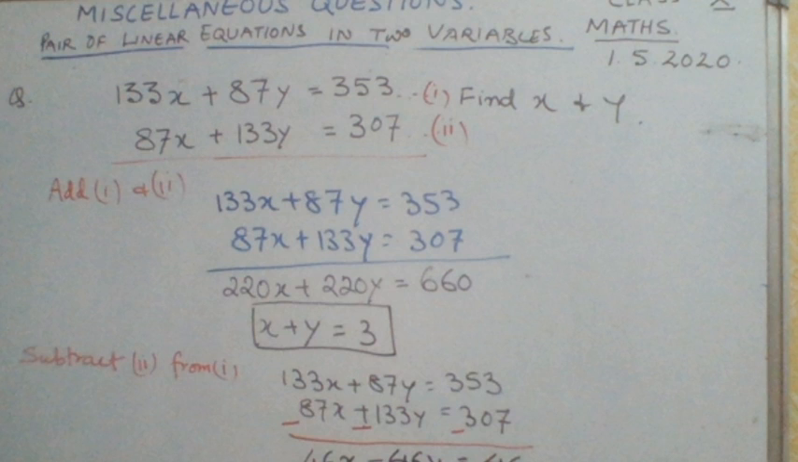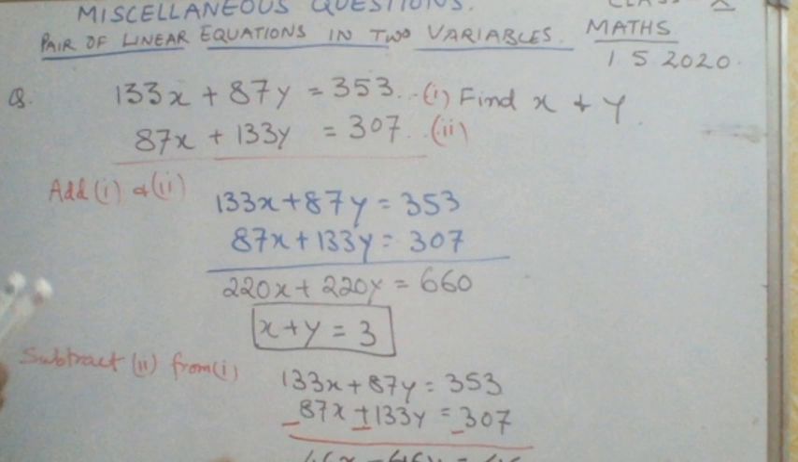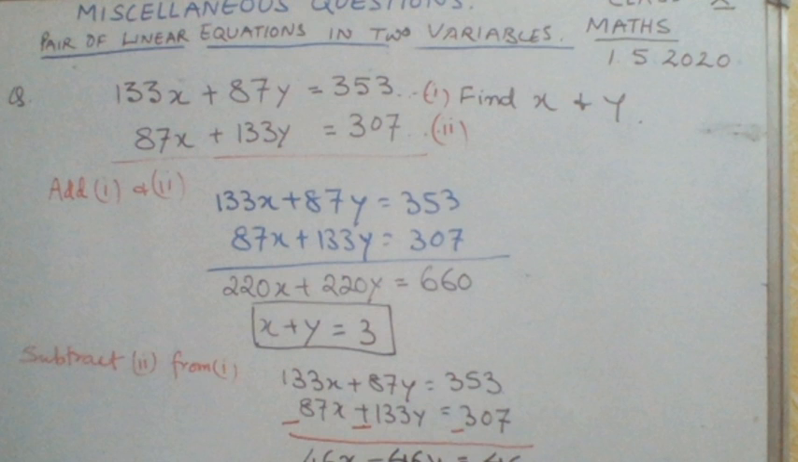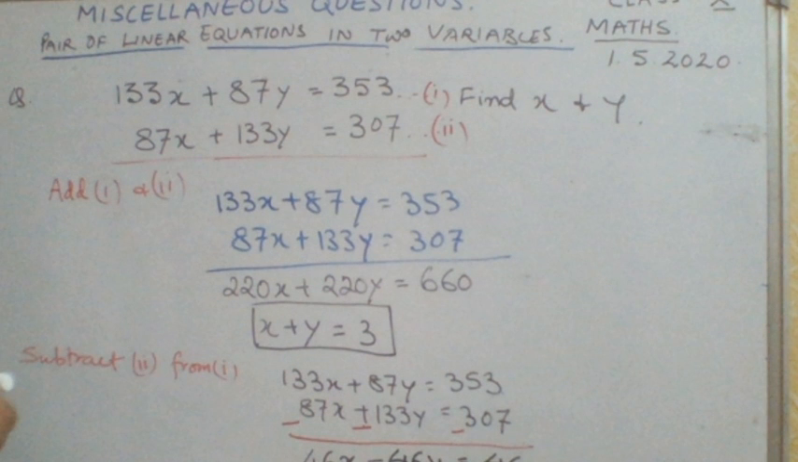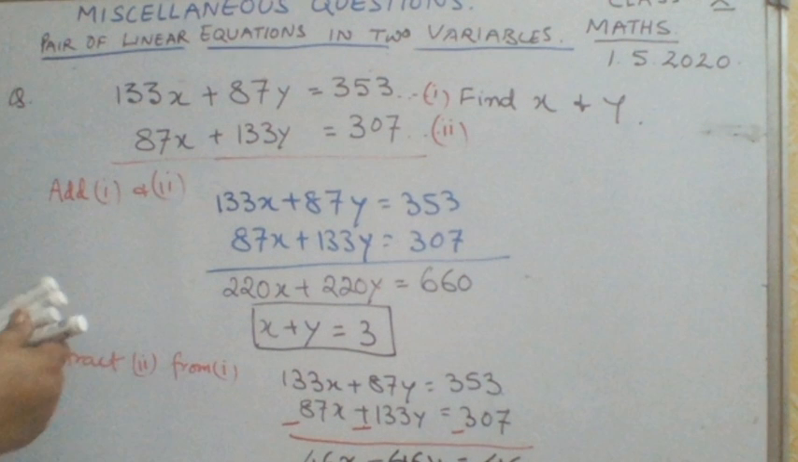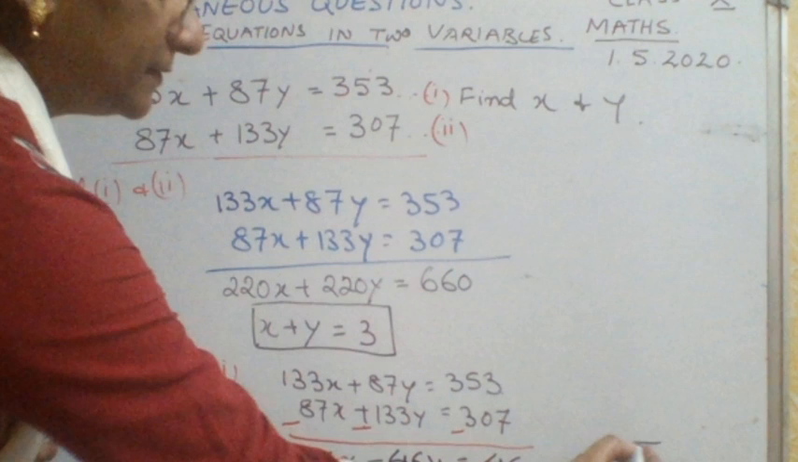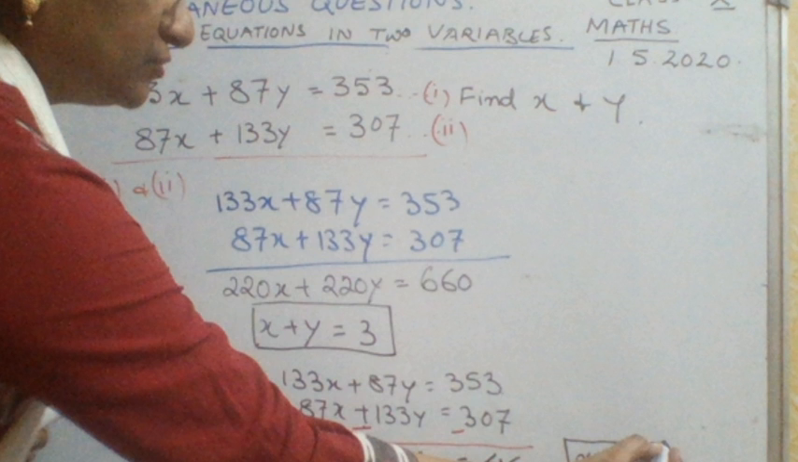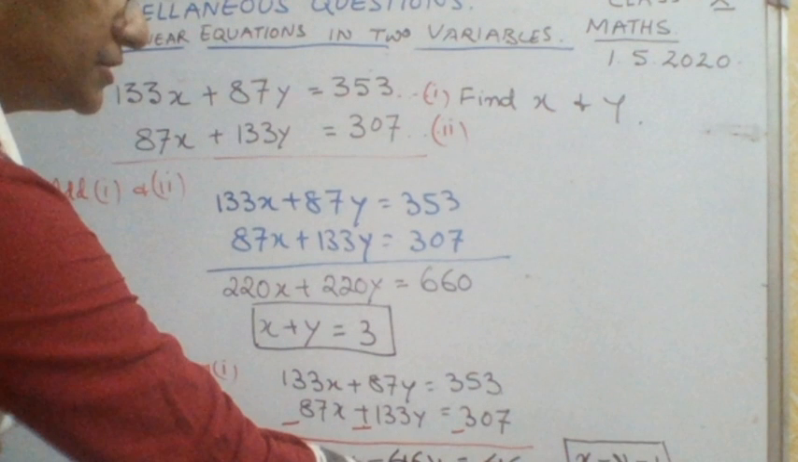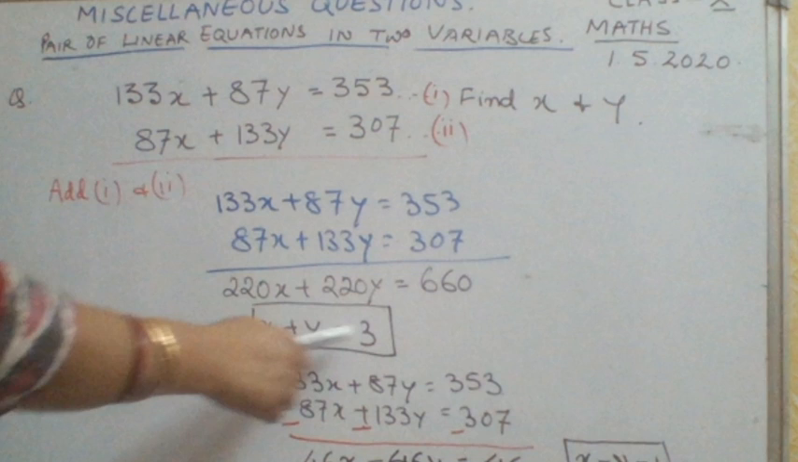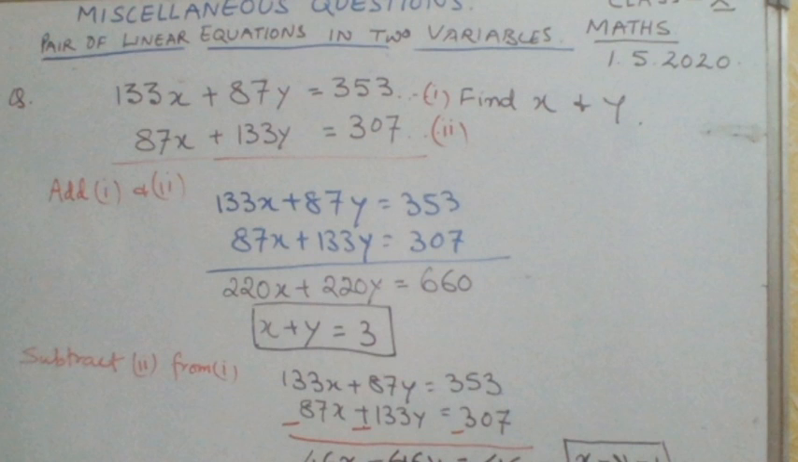Now you see this is 46, 46 and 46. So you divide this equation by 46. So the equation that you get is x minus y equal to 1. Now you have obtained two very simple equations. One is x plus y equal to 3. Another one is x minus y equal to 1.